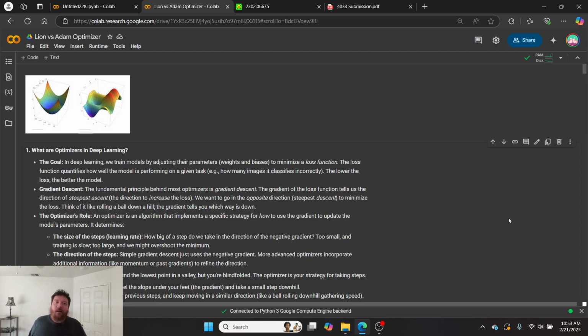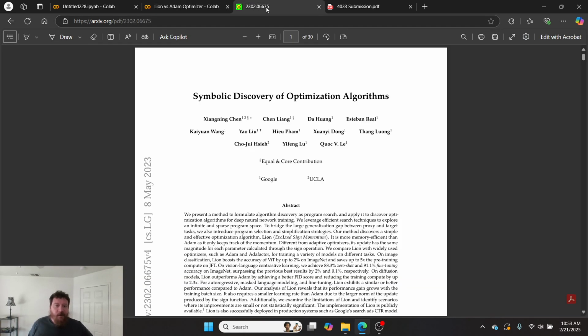the Lion optimizer versus the Adam optimizer. And I'm not sure how many people actually know about this. Actually, this is a fairly new topic for me overall as well. Diving into it specifically, the Lion optimizer was released a few years ago, May 8th, 2023, in the research paper Symbolic Discovery of Optimization Algorithms, put out by Google and UCLA.